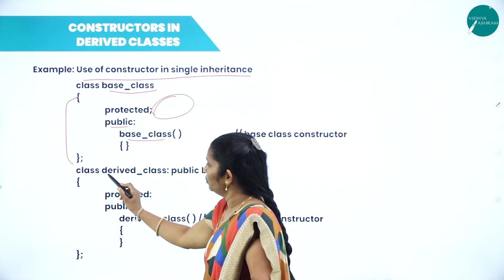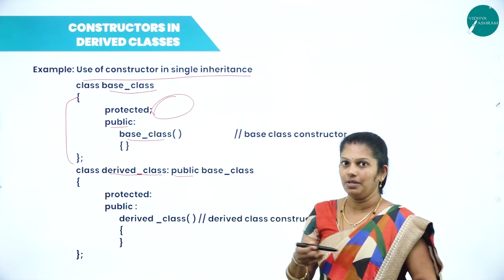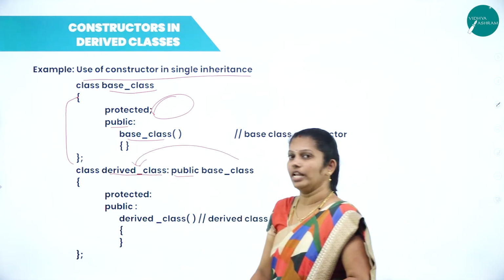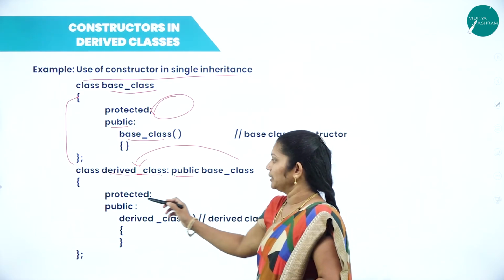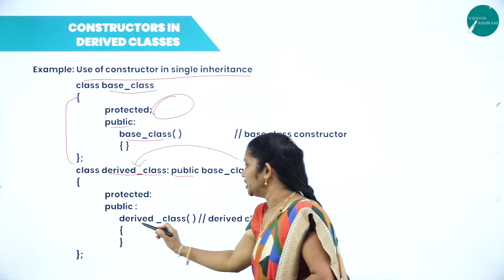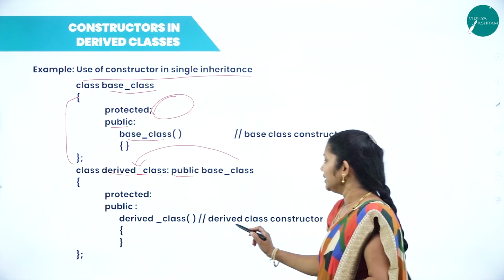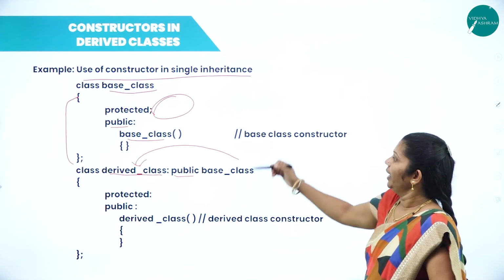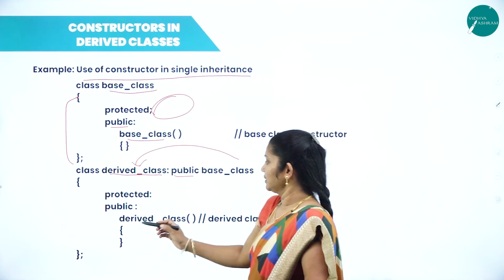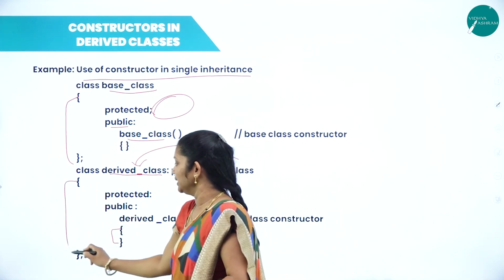Then we are creating one more, the derived class. Here the visibility mode we have given is public. That means we are able to access the base class properties, data as well as functions. Then in protected, if you have any data as well as function, declare it. Then in the public section, derived class with empty brackets we have written. It means that it is a derived class constructor. In the base class also we have a constructor. In the derived class also we have a constructor. Here this will close and here we are closing the class.